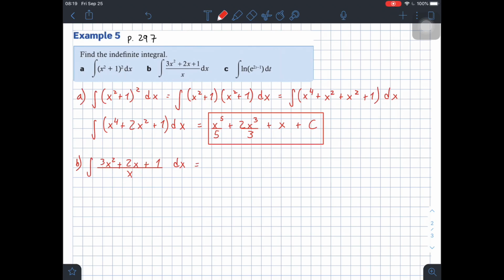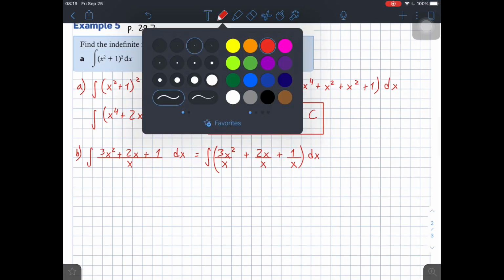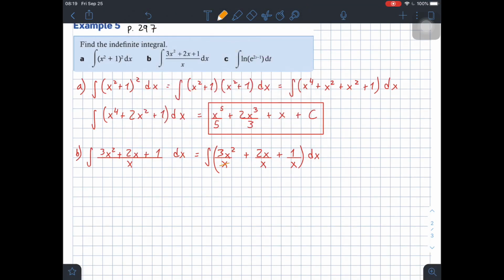Okay, so if I do that, this would be the integral of 3x squared over x plus 2x over x plus 1 over x. I can do this separation, and this is all with respect to x. So I see that I can simplify terms. For example, x with 1x here, the x goes with this x, and this one stays like this.